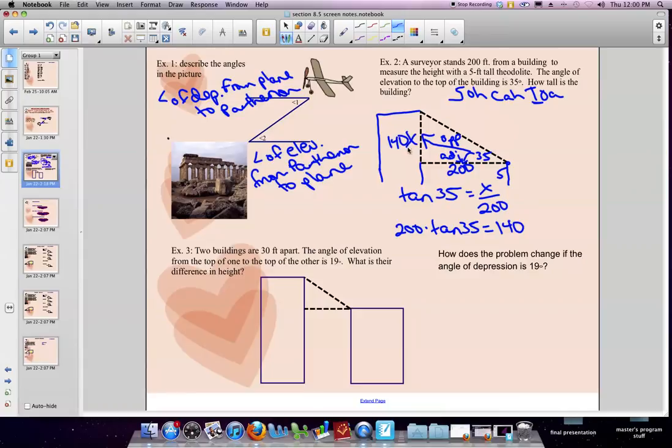Now, that does not necessarily tell me how tall my building is, because you have to remember that the surveyor started 5 feet off the ground. So if from here to here is 140 and from here to here is 5, the actual height of the building would be 145 feet total.